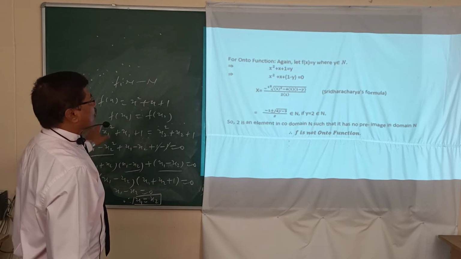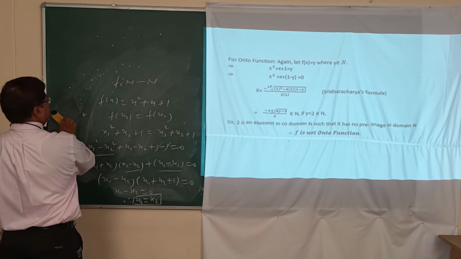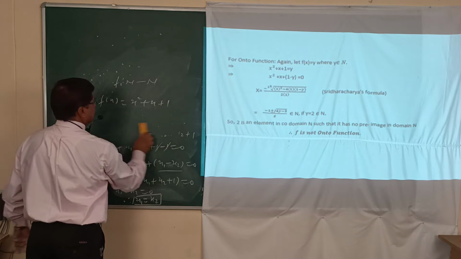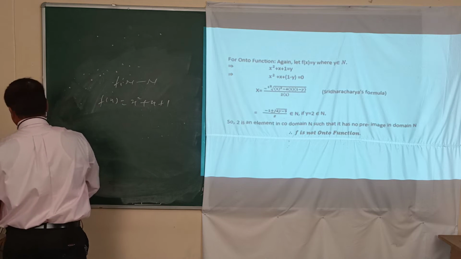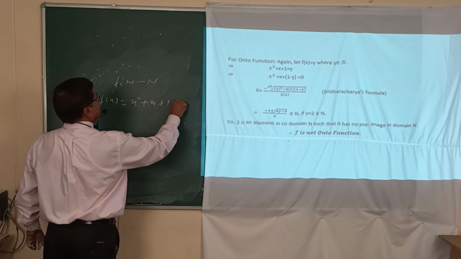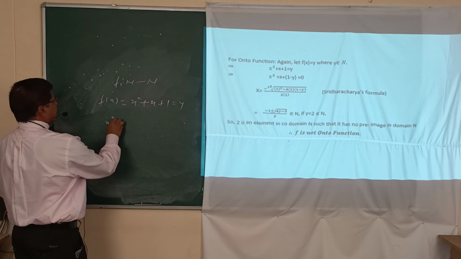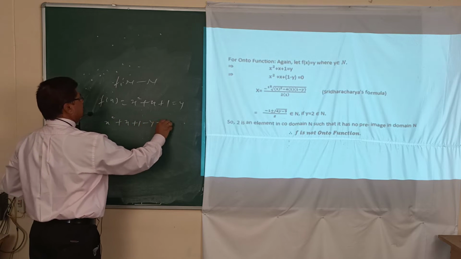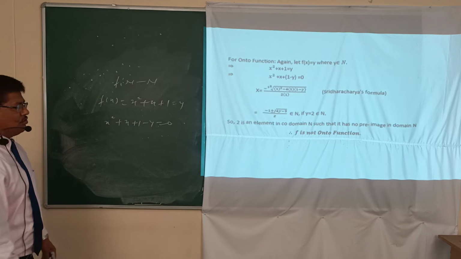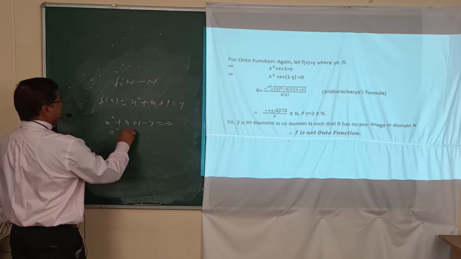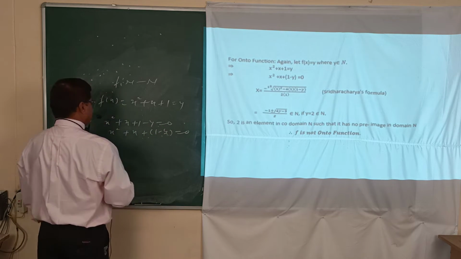Now how will I check whether this is an onto function or not? For this, in the given function, say this is equal to y. Now simplify this. x square plus x plus 1 minus y equals 0. So this forms a quadratic equation. As you know, how to solve this? By using the Sridharacharya formula. Everyone knows what the formula is here.